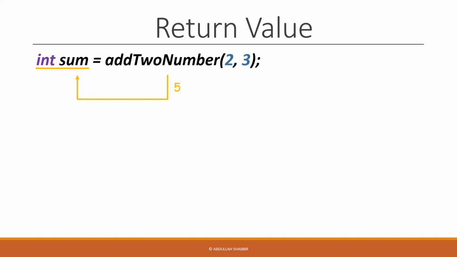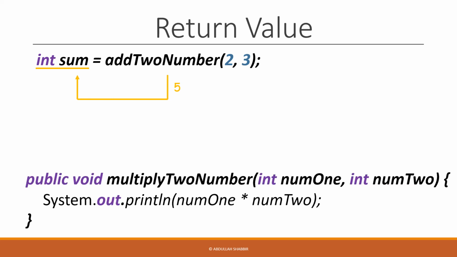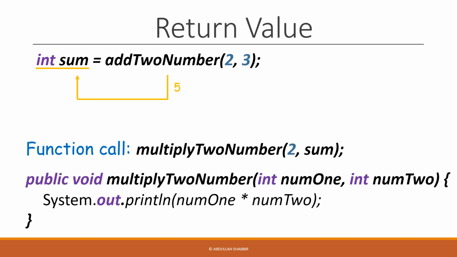For add two numbers, I can use this return int value in my other functions, like multiply two number, and call the function by providing the output variable sum as the argument of multiply two number. And once Java runs this code, it will set 2 as the parameter num1 and set 5 as the parameter num2 for our multiplication function, and it will print the output 10.